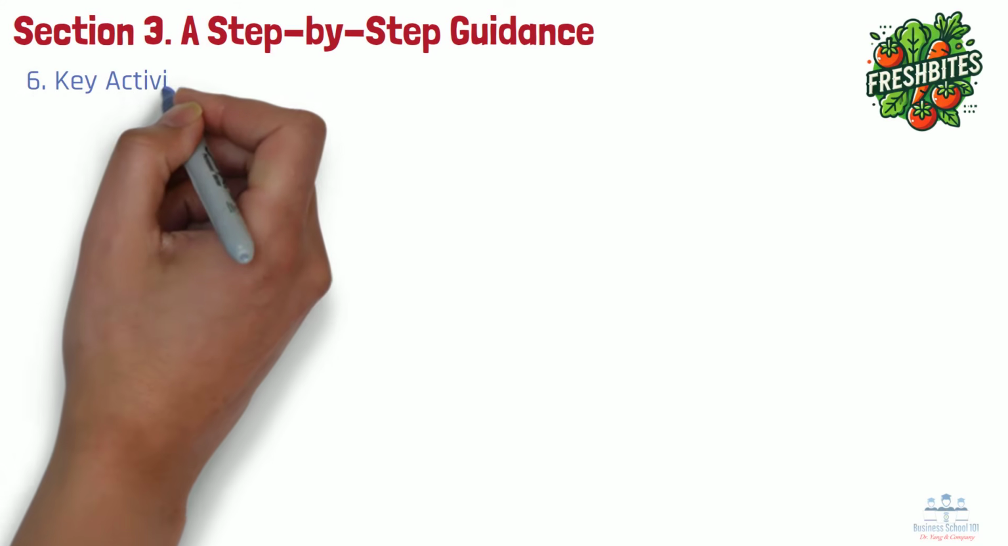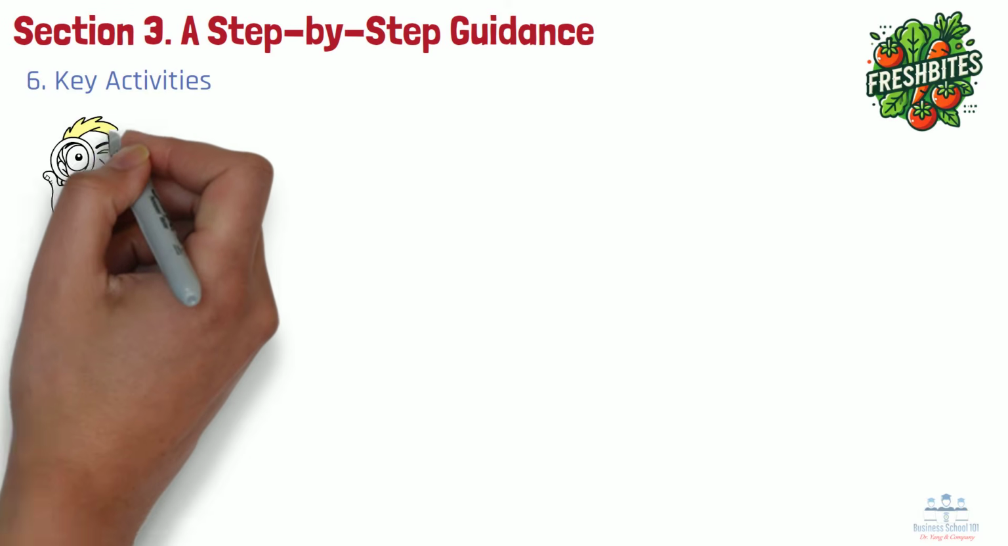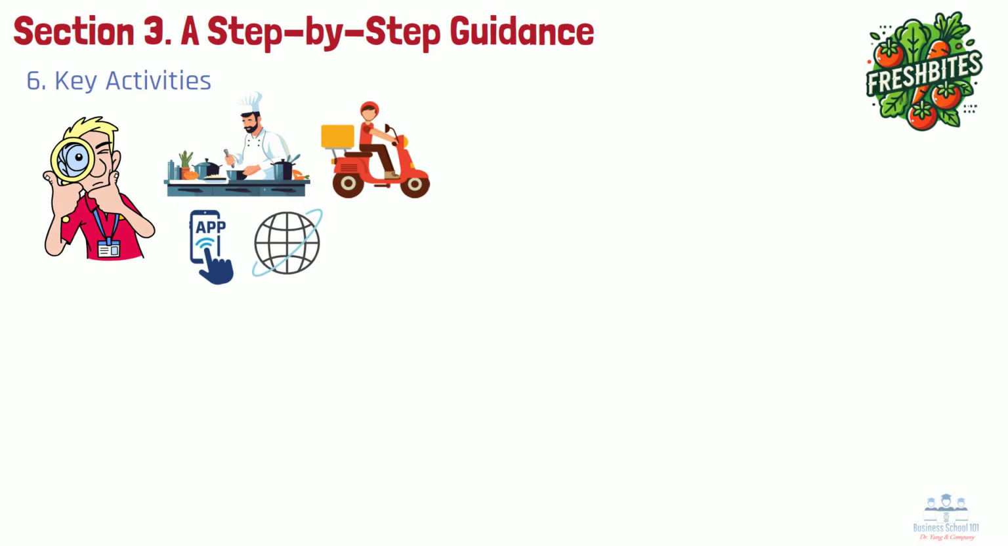Number 6. Key activities. FreshBites' core activities include sourcing fresh, organic ingredients, preparing meals, and managing timely delivery. Maintaining its app, website, and marketing efforts, including partnerships and community events, builds brand awareness and supports its sustainable mission.